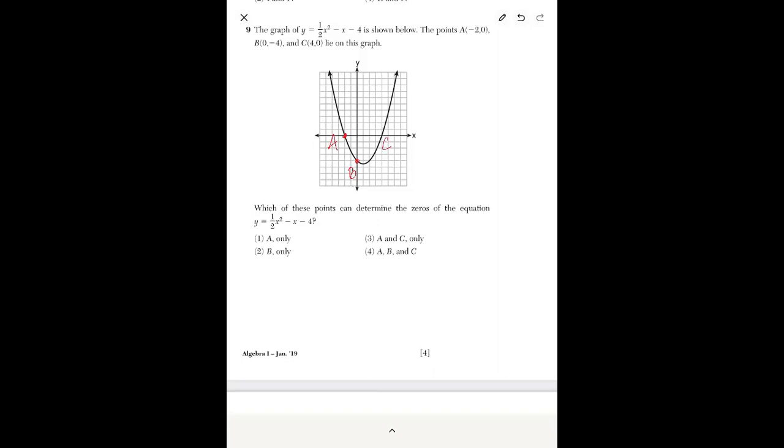And they want to know which of these points can determine the zeros of the equation. So basically, this one and this one, because these are both zeros. This is the y-intercept, so this is not going to help us find a zero. So we would say A and C. That's the answer. So again, it's just basically finding where the graph crosses the x-axis.